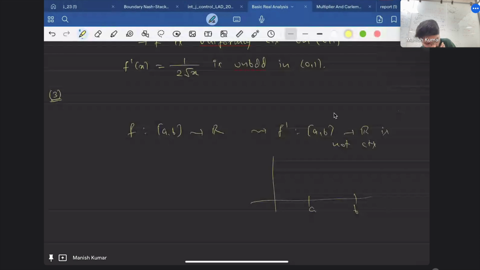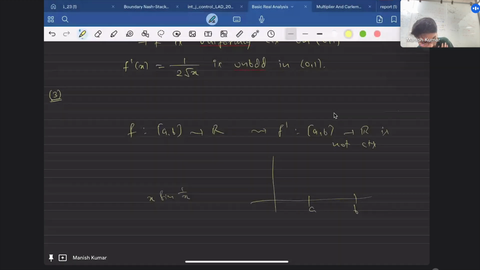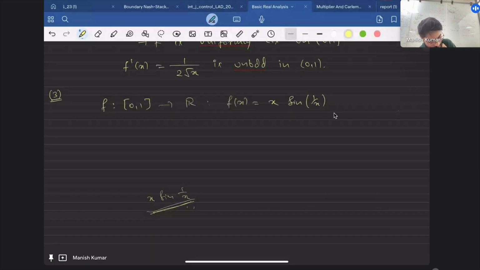So let me define f properly. If you consider f from 0 to 1 to R such that f of x is equal to x times sine 1 by x. Okay, so here you can clearly see f prime of x. First let me show this: f(x) is this for x not equal to 0, and 0 for x equal to 0.